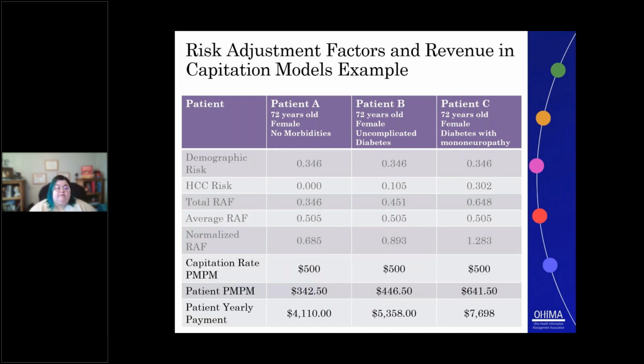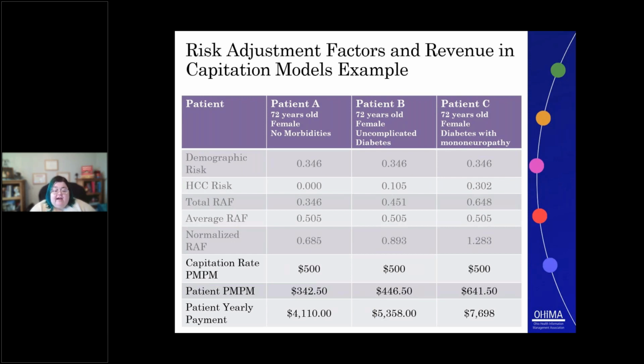So then if the capitation rate for the whole plan is to average $500 per member per month, we can use the normalized risk score, multiply it by that $500, and get the calculated payment for the care of each of these patients. This then gives you the monetary difference of the risk adjustment per patient.